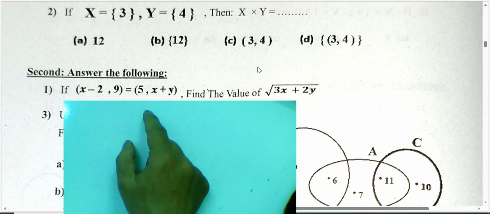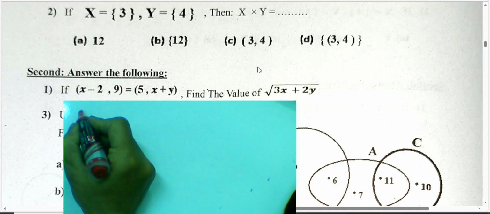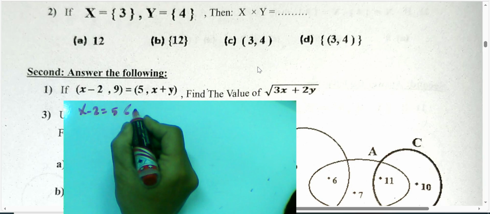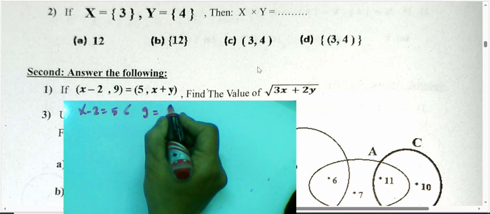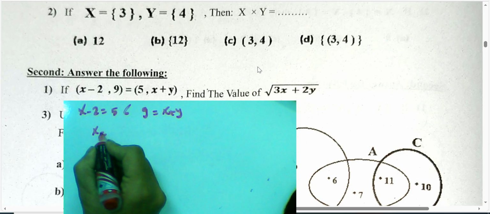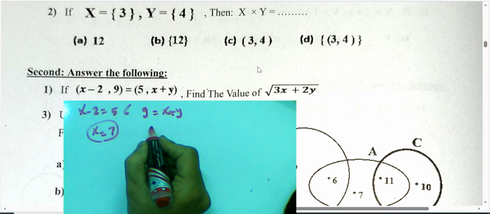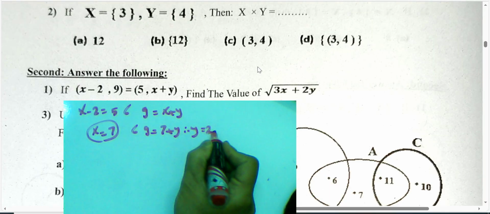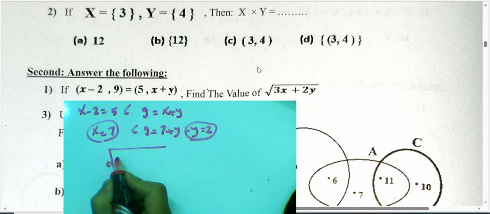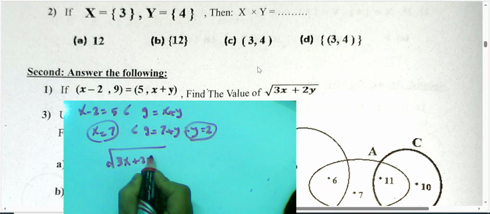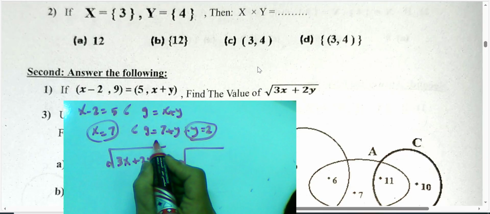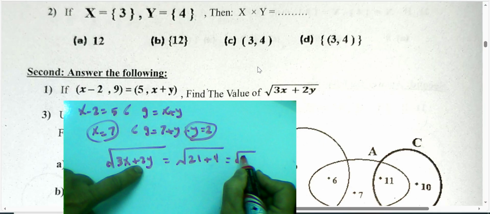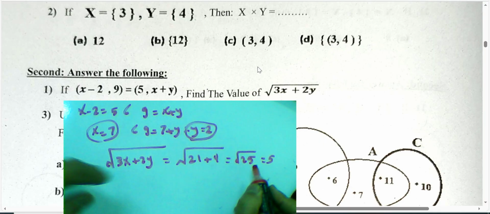Next question. We have an ordered pair equal to an ordered pair. Then the first, x minus 2 equals 5. And the second, 9 will be x plus y. The value of x here will be 7. 7 minus 2 is 5. Then 9 equals 7 plus y. The value of y will be 2. Square root of 3x plus 2y equals 3 times 7, 21. 2 times 2 equals 4. The result will be the square root of 25 equals 5.